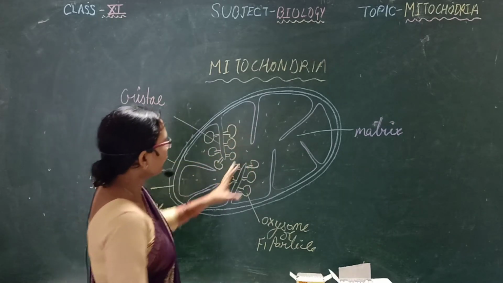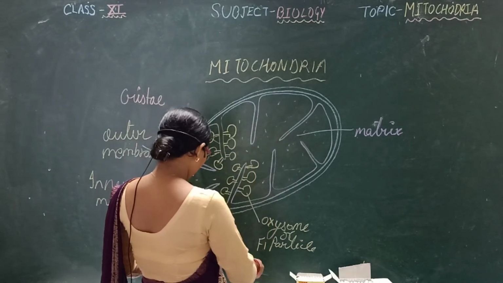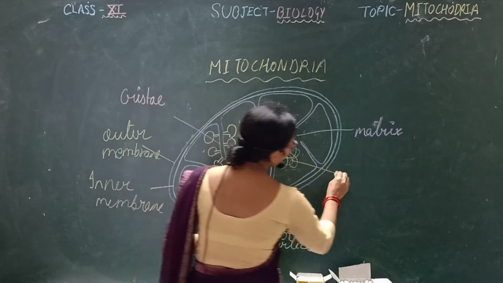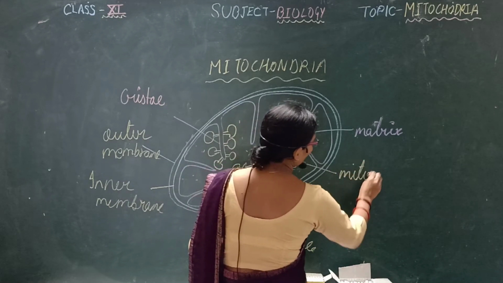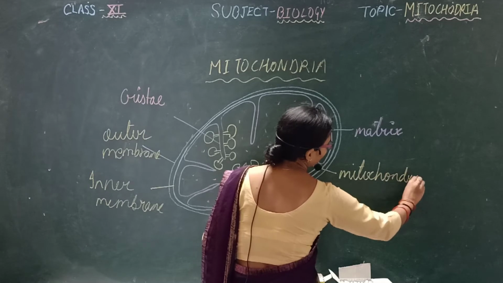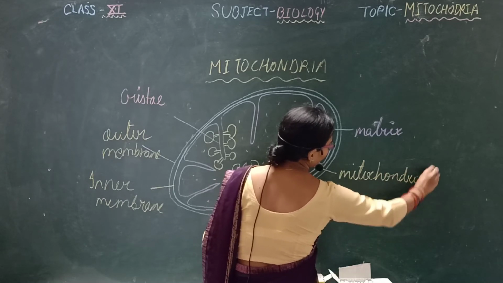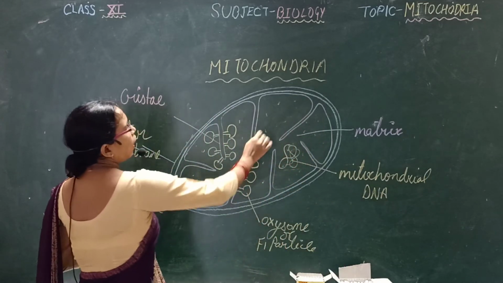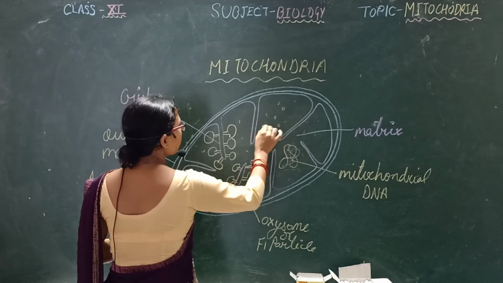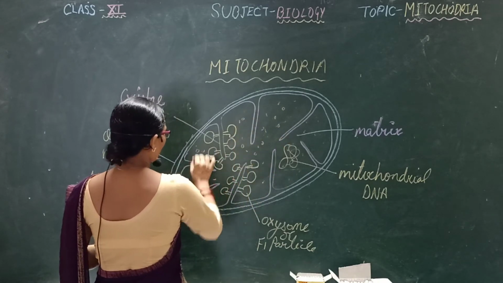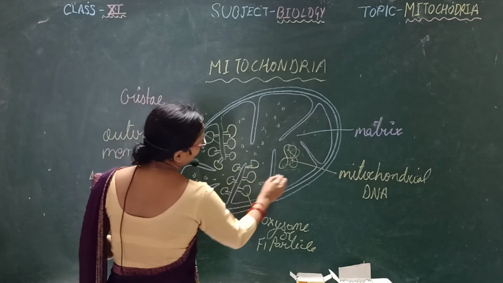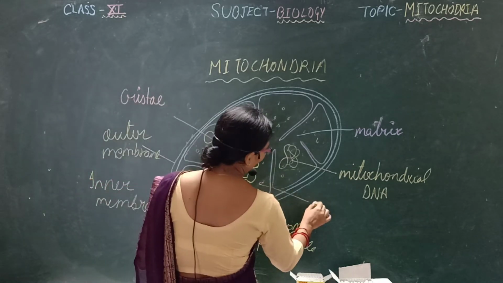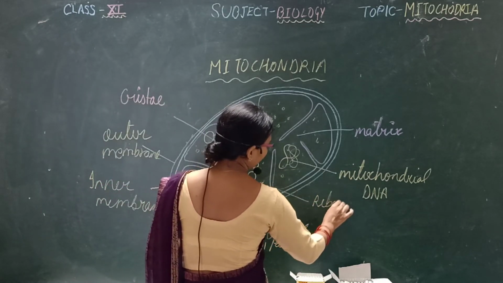Okay, now in the matrix, a circular structure is present which represents the mitochondrial DNA. Okay. Now, in some places, small circular free-form structures are present, which are known as the ribosomes. Okay. Some ribosomes are also present in mitochondria.